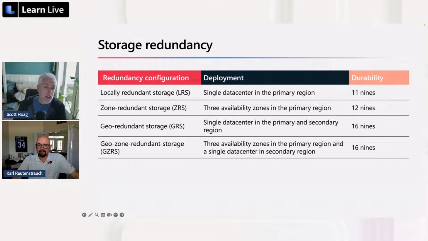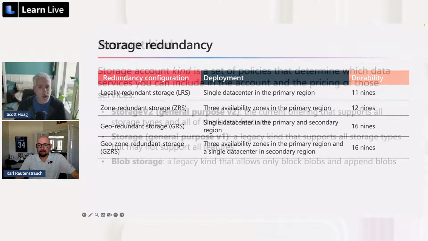We talked about redundancy a little bit earlier, so I'm not going to touch on it here other than to say that we have multiple redundancy models. You choose the redundancy model when you create your storage account. If you want to change the redundancy model later, like say you start with LRS and you want to go to GRS, that's just a conversion in the portal and super easy for you to do.